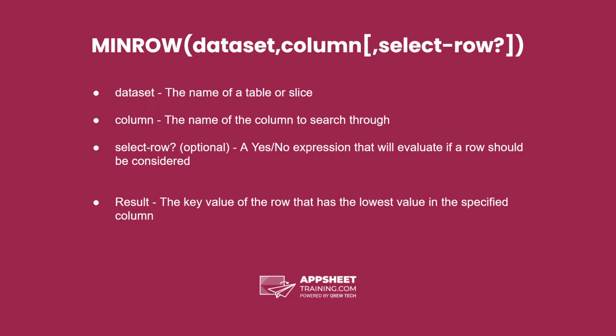The first 2 are the dataset and column that you want to search. The column needs to be in the dataset, and both of these are text values. The final is an optional parameter. This is a yes or no expression that will evaluate if a row should be considered. The result is the key value of the row that has the lowest value in the specified column.